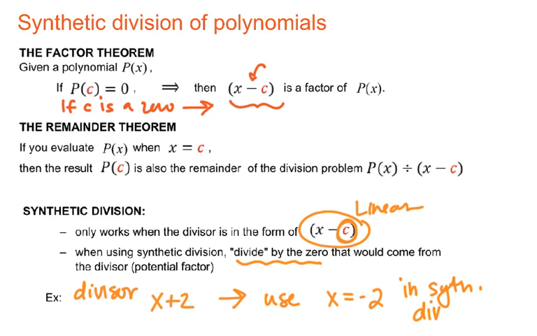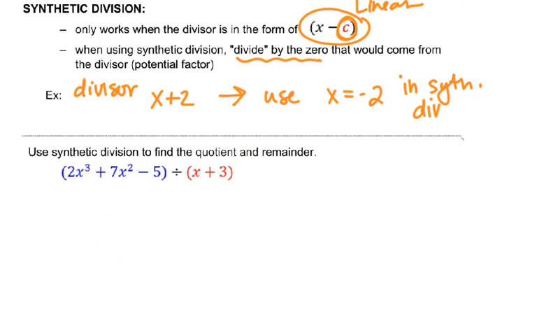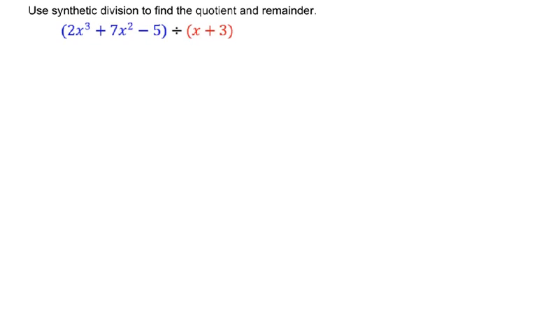Okay? So let's do an example of synthetic division. We're going to use synthetic division here to find the quotient and the remainder. So we still have a divisor and we still have a dividend. You'll notice in my dividend I have a cubic term, a squared term, and a constant, but I'm missing a linear term. So the way I need to write my dividend is to plug a placeholder in. So this would be 2x cubed plus 7x squared plus 0x minus 5.